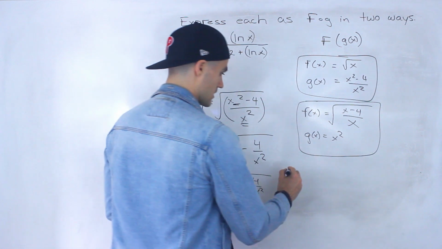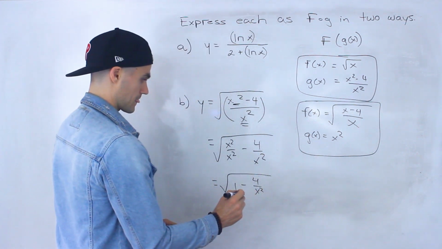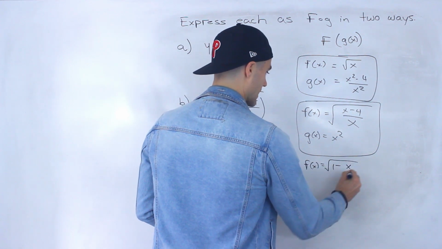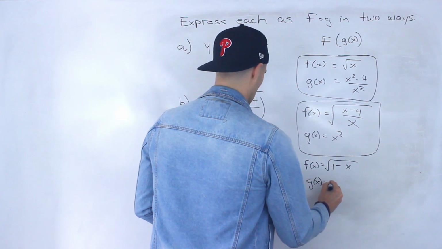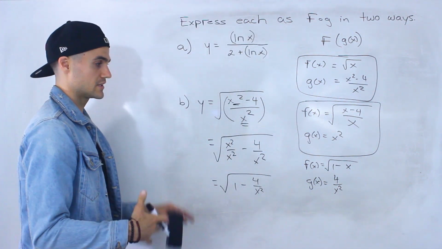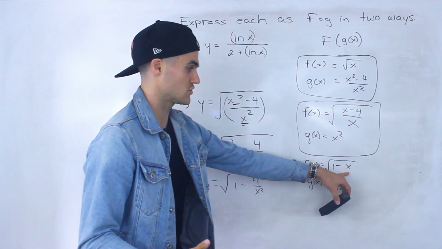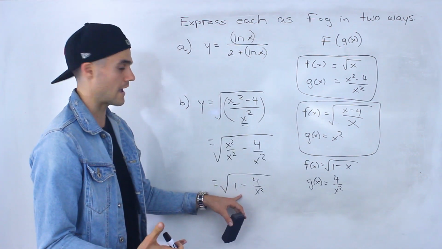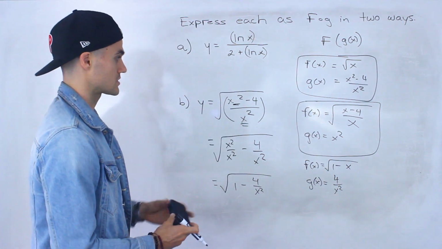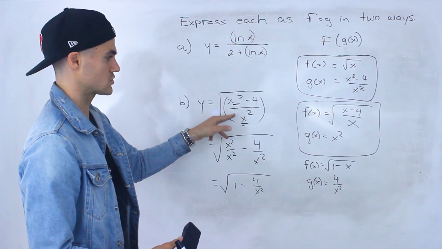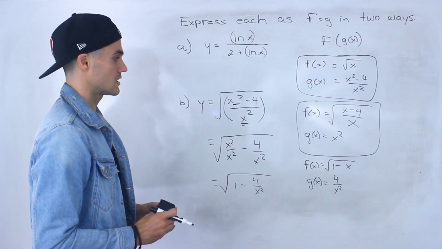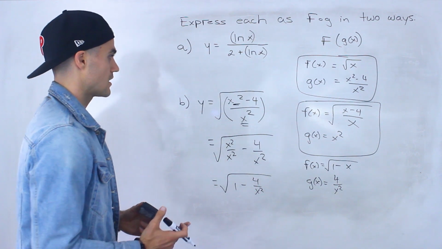Okay, so this and this are the exact same thing. So maybe another way is we can have f of x equals the square root of 1 minus x, and then g of x would be 4 over x squared. Right? That would be a totally different way to do it. We would plug in this whole expression for that x, and we'd end up with that. I just thought of splitting up these fractions because there's only one expression, a one-term expression in the denominator. So that's another way to do it.